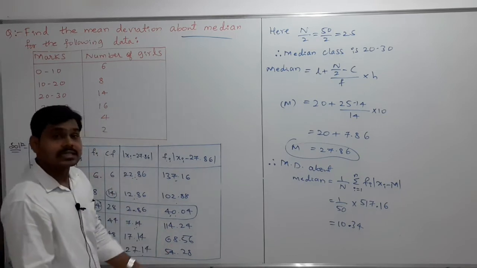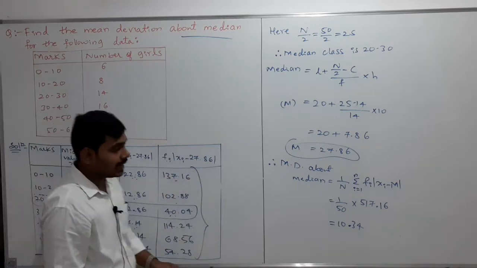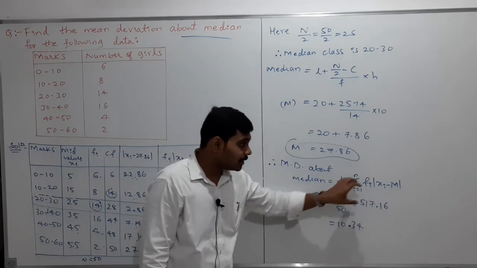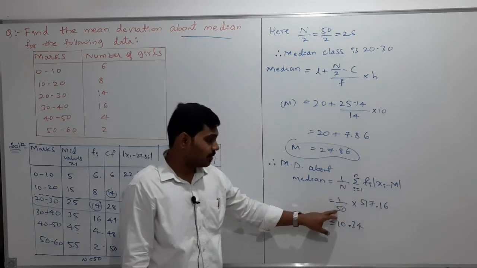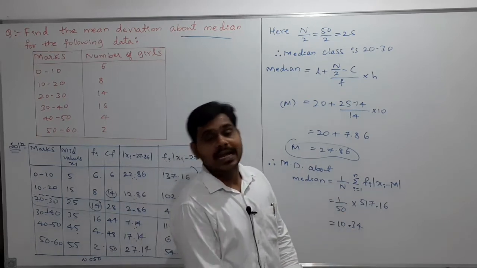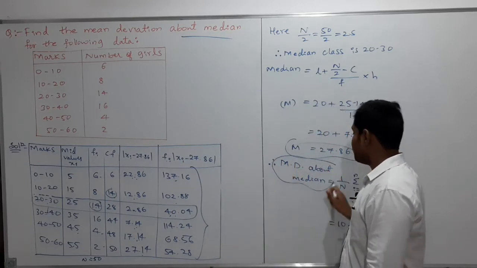And now you should take the summation. Summation means you should add all this. If you add all this, ultimately you will get 517.16, into 1 by n. The 1 by n value is 1 divided by 50, as the n value is 50. So multiply this, and you will get 10.34. Like this you can calculate the mean deviation about the median.